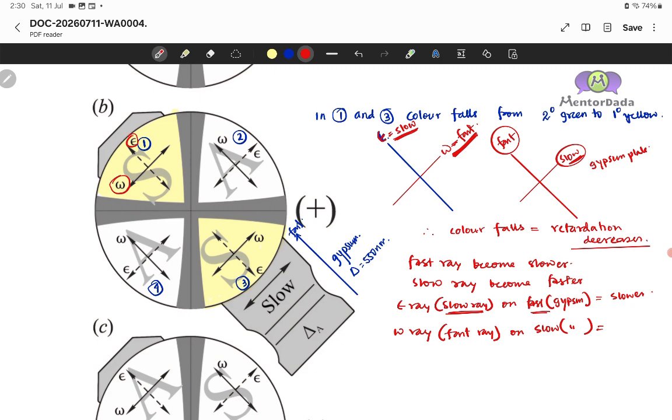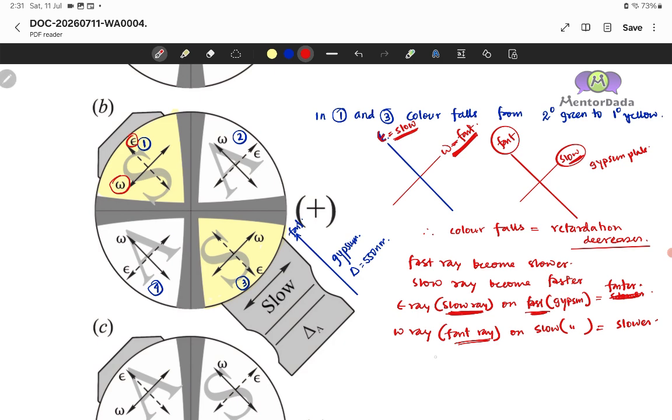Gypsum. So when the fast ray falls parallel to the slow ray of the gypsum plate, this fast ray will become slower, right? And this slow ray falls on the fast, so it will not be slower, it will be faster. Okay, clear? So as a result, what you are observing is that the retardation is gradually decreasing. Or the retardation will decrease, right?